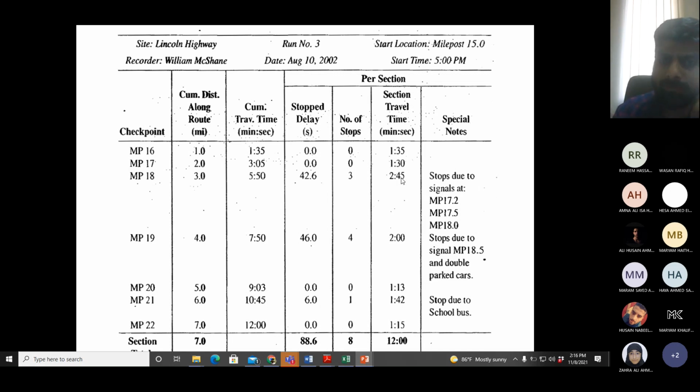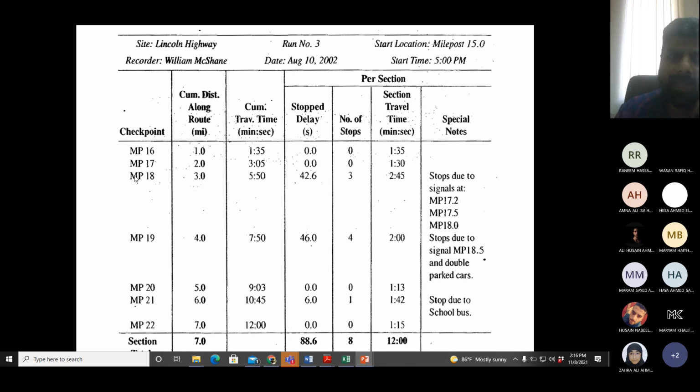Okay, so this is the only column which is calculated. It's calculated by taking the difference of the two cumulative values. The last column, again, something you observed in the field. Why were the cars stopping? In the last column, you are writing why the cars were stopping. So between this section, MP 17 and 18, the car stopped 3 times. Why? Because of 3 signals.